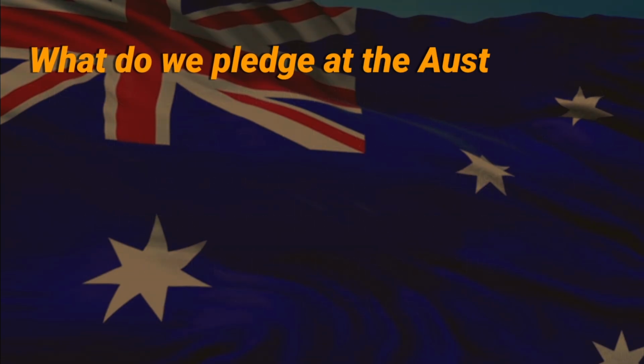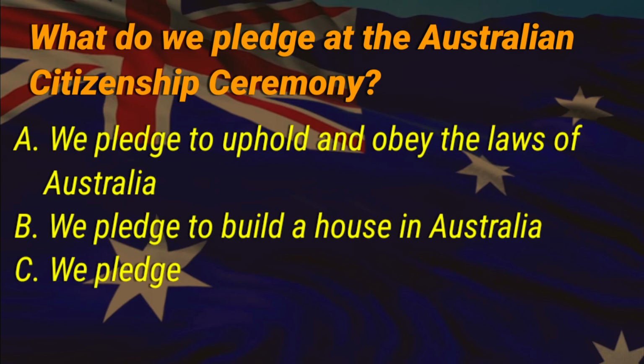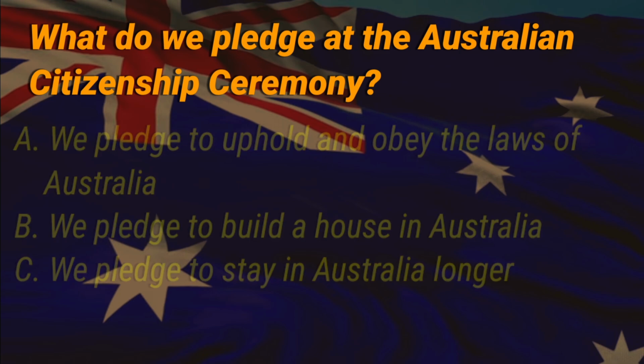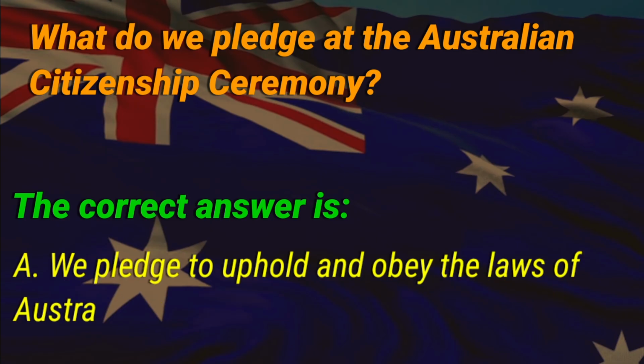What do we pledge at the Australian citizenship ceremony? A. We pledge to uphold and obey the laws of Australia. B. We pledge to build a house in Australia. C. We pledge to stay in Australia longer. The correct answer is A. We pledge to uphold and obey the laws of Australia.